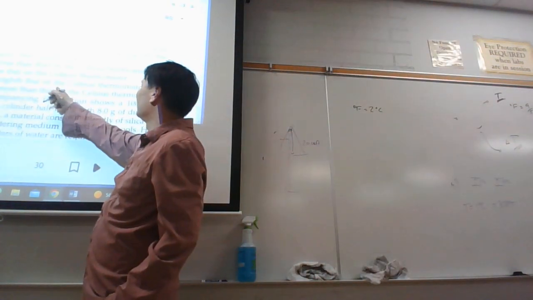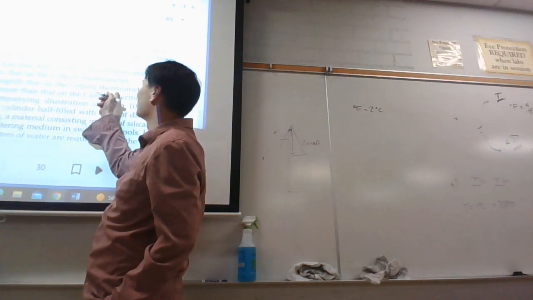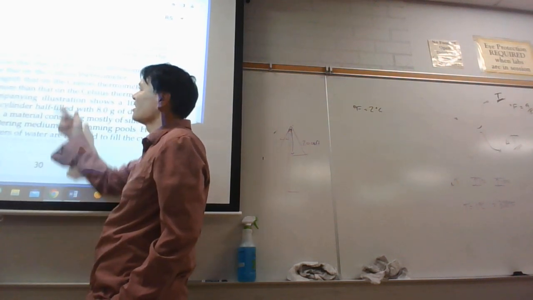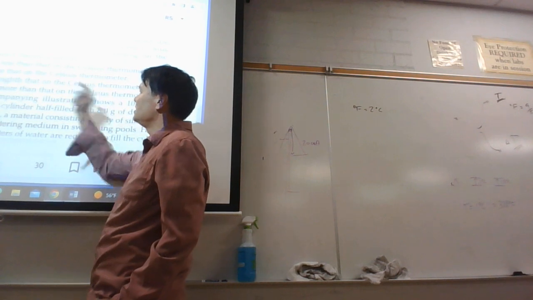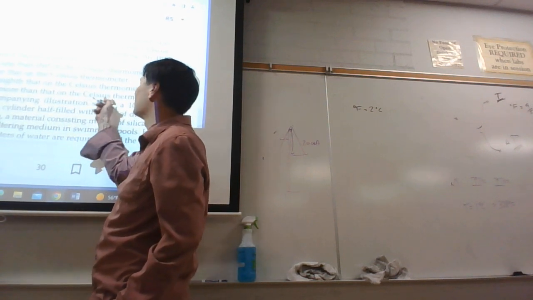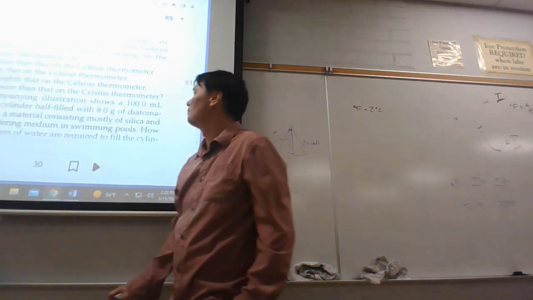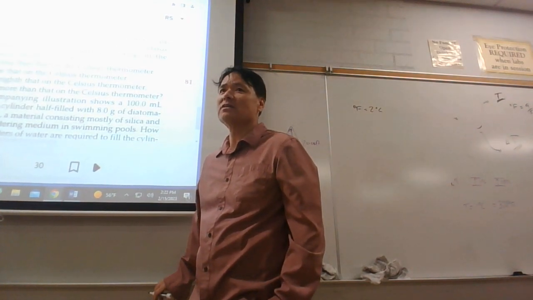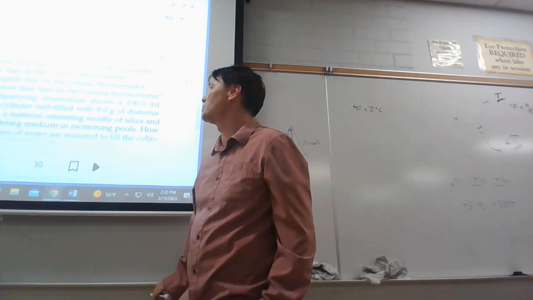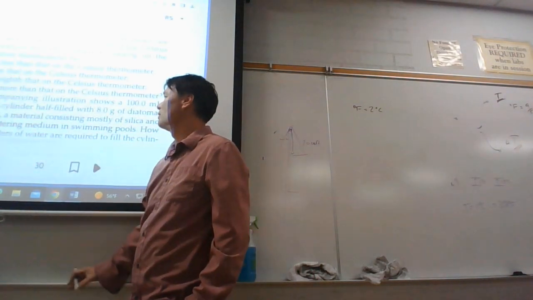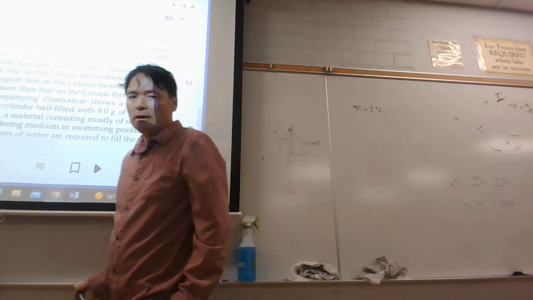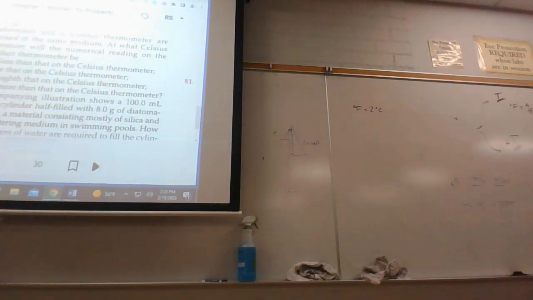C, 1/8 that on the Celsius thermometer. Instead of 2, it's 1. Yeah, instead of 2, 1/8. D, 300 degrees more than that on the Celsius. Degrees Celsius plus 300. Yeah, degrees Celsius plus 300. And so we have 2 equations, 2 unknowns for those. Okay, so you could do those.